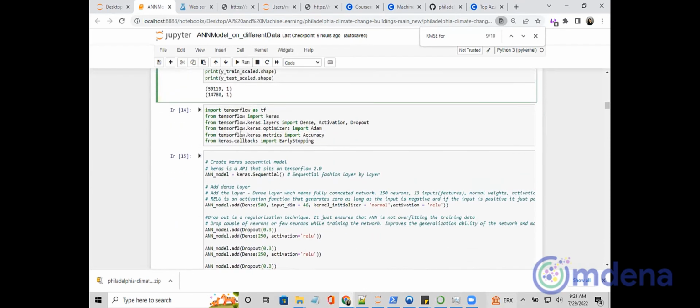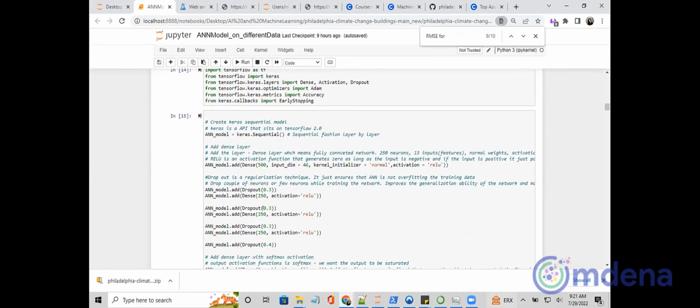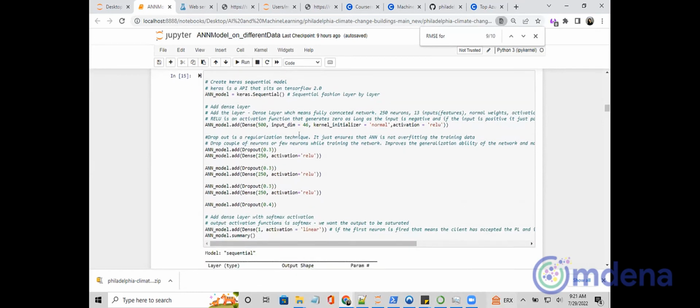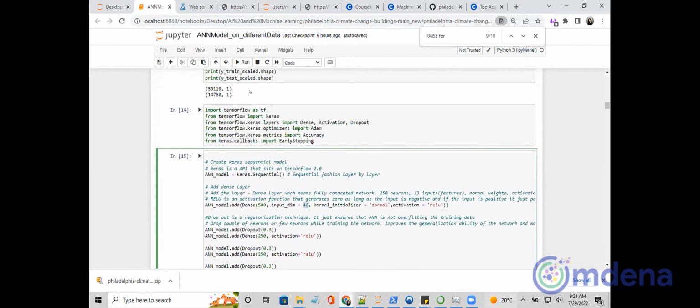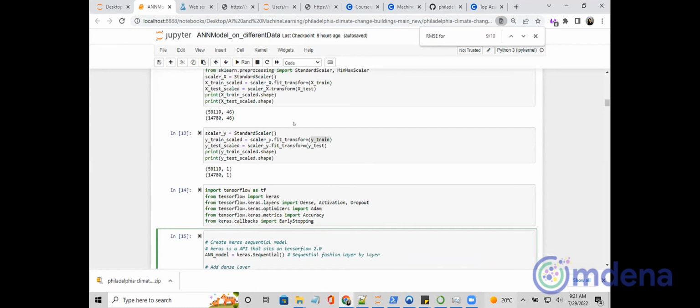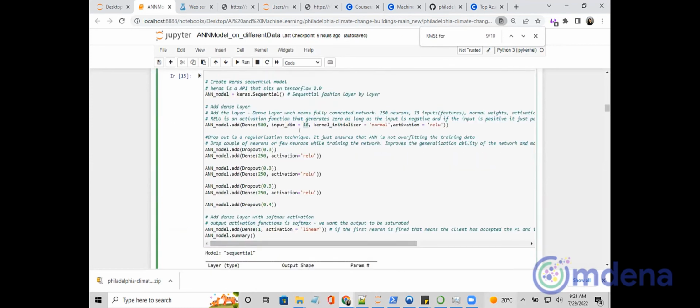I actually used TensorFlow Keras for the ANN model. It's a sequential model, and in the dense layer, 500 neurons were used initially. You have to pass your input dimension. In our raw data set, we had around 46 input dimensions, and I used the kernel initialization as normal. This is the basic configuration we usually use, and I used the ReLU activation function.